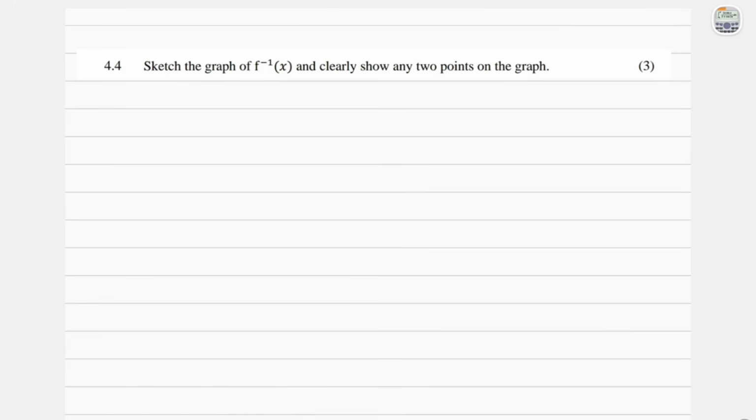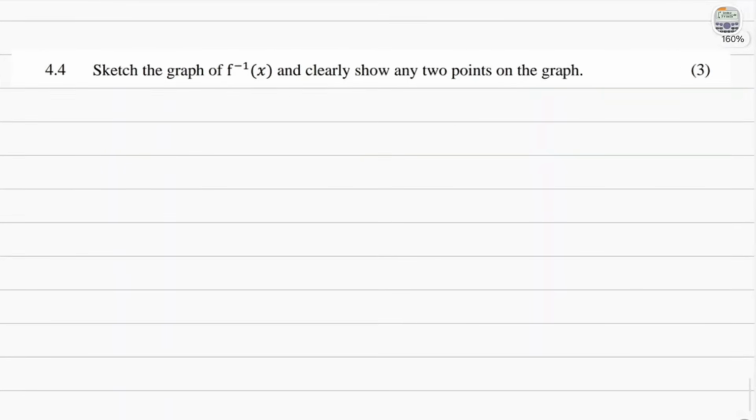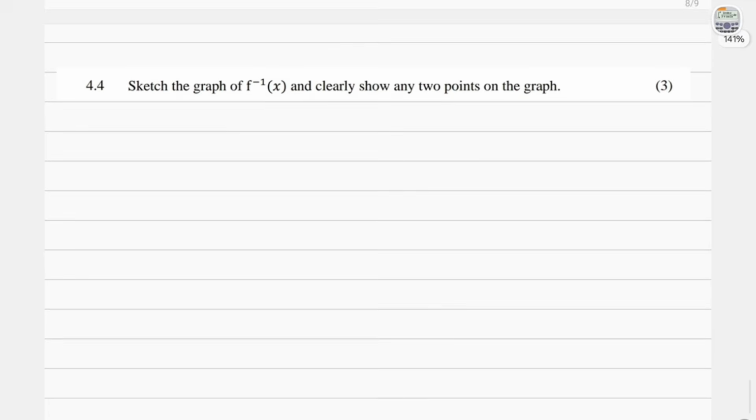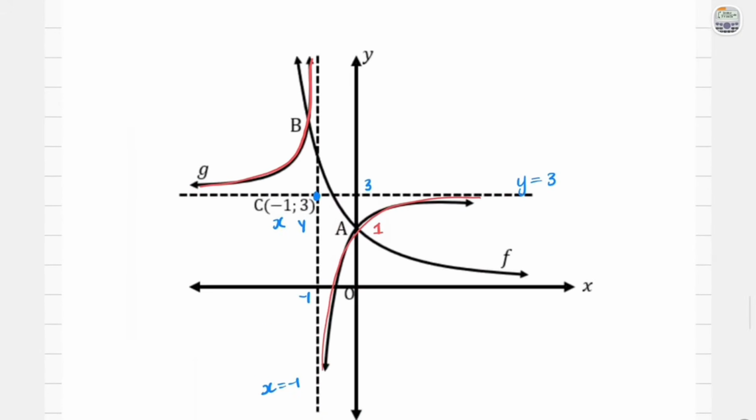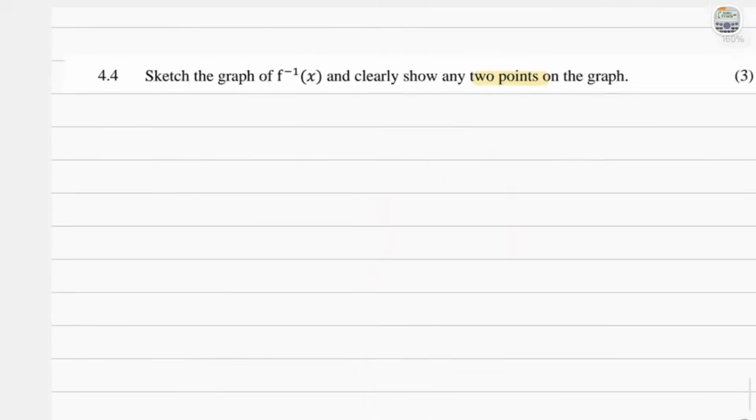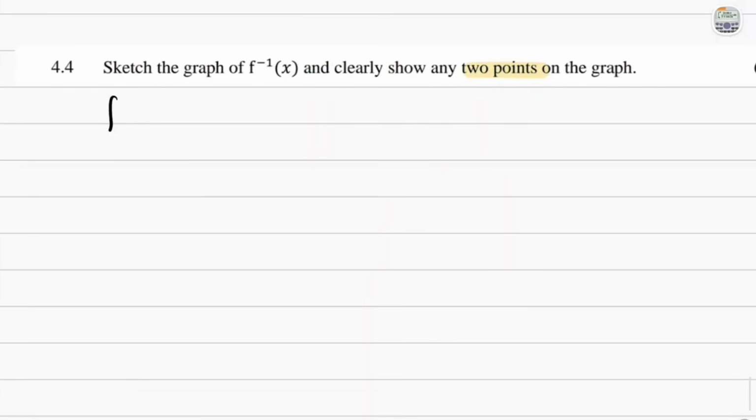Moving on to the next question. Question 4.4 says, sketch the graph of the inverse of f and clearly show any 2 points on the graph. So the first point we can show is one that is already on f, which is a. If a is 0 and 1, what's going to be this point on the inverse? Remember that with the inverse, the x and y values switch places. So if on f we had this point 0 and 1, on the inverse, this point is going to simply be 1 and 0.